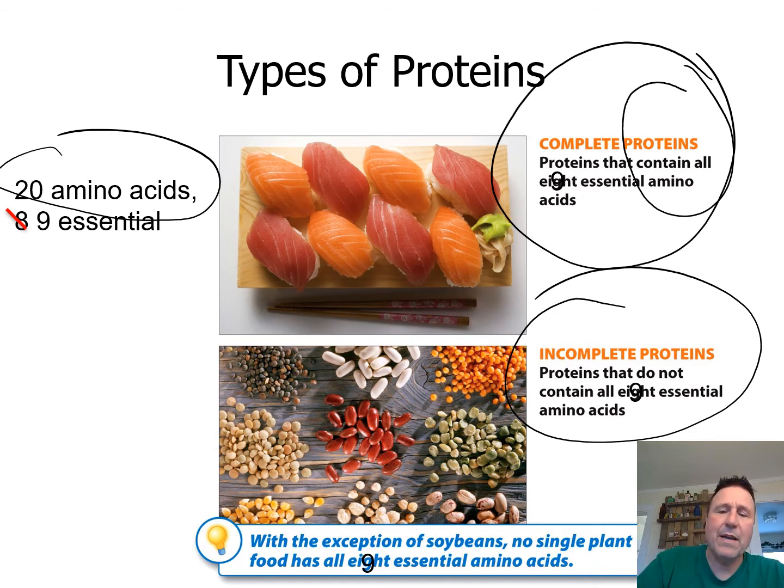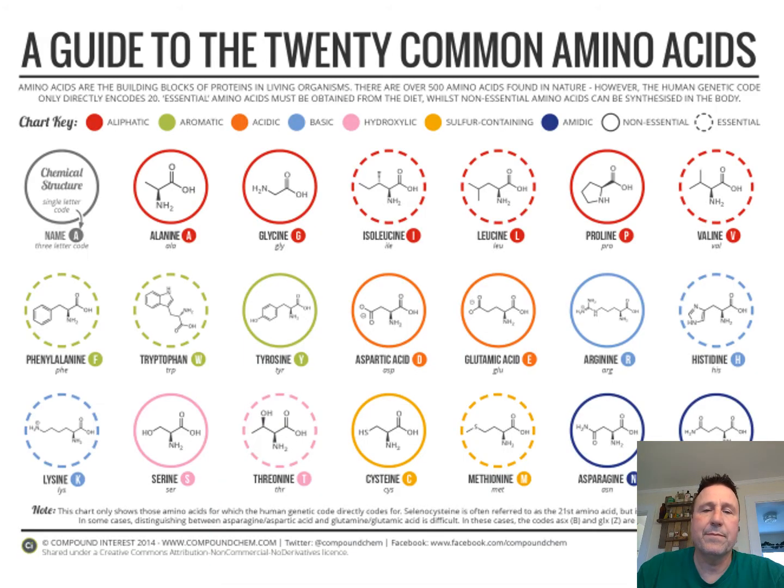Yeah, and soybeans, actually, are the only plant that has all the essential amino acids. You don't have to memorize these, for another class maybe, but these are the 20 amino acids. You see the ones with the dotted lines are the essential ones, meaning that you need to eat these. You can't make them.